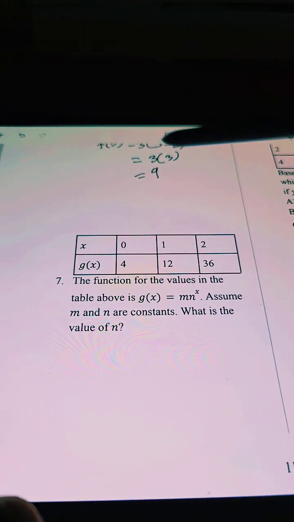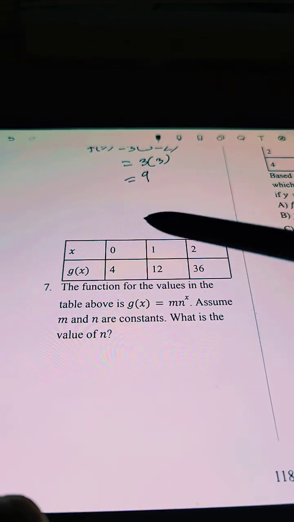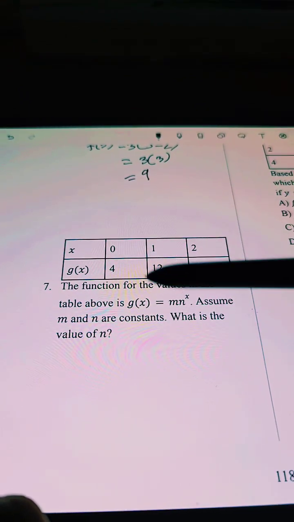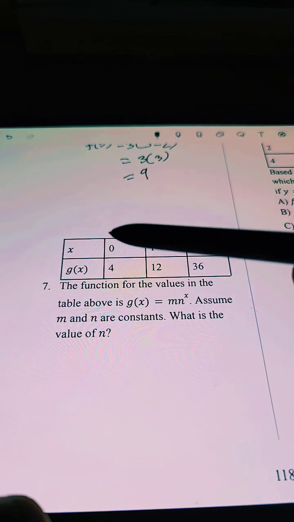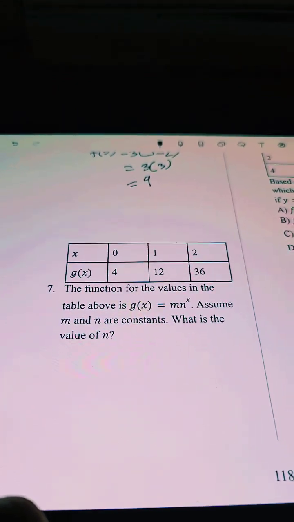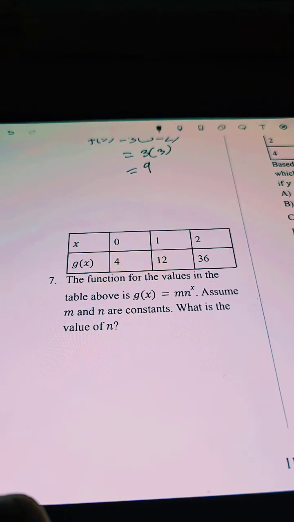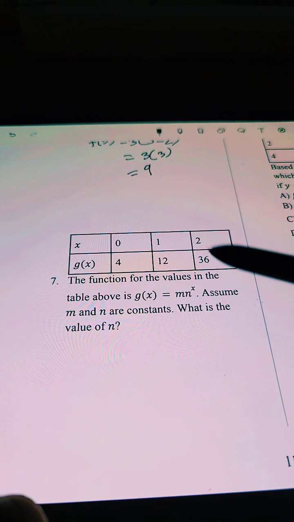Yes, Sunny, you're right. It's 9. So then let's go to number 7. We have this table right here, and it's showing that this table is related to this function, and we need to assume that m and n are constants. What is the value of n? Okay, so we're finding out what n is.